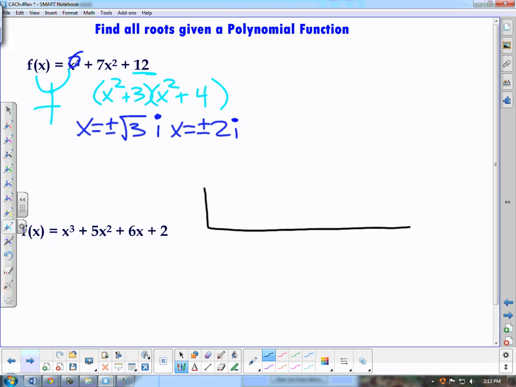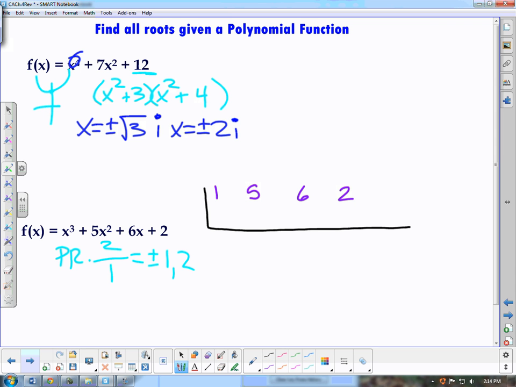With this next one down here, I'm going to have to do it synthetically. Possible roots are going to be factors of 2 over the factors of 1, which would be plus and minus 1 and plus and minus 2. So then you would try on the inside 1, 5, 6, and 2. And on the outside, try any of those. You start with 1 or negative 1.